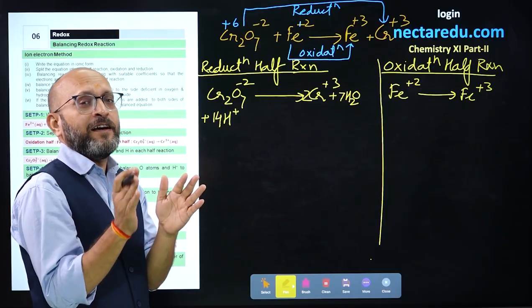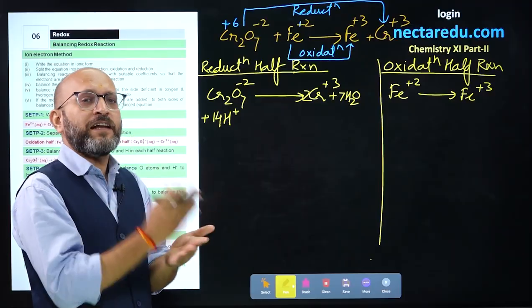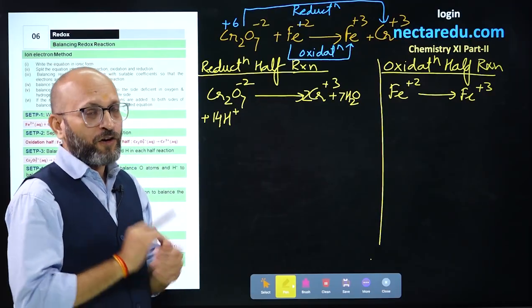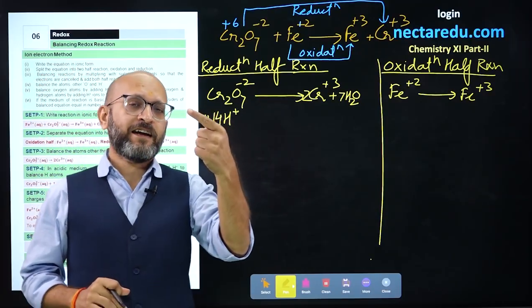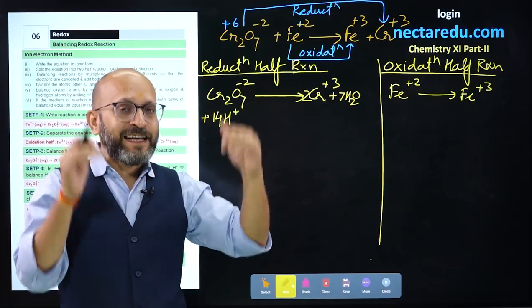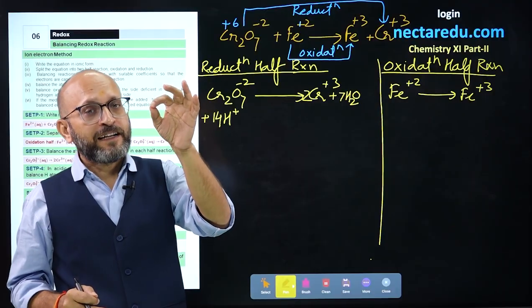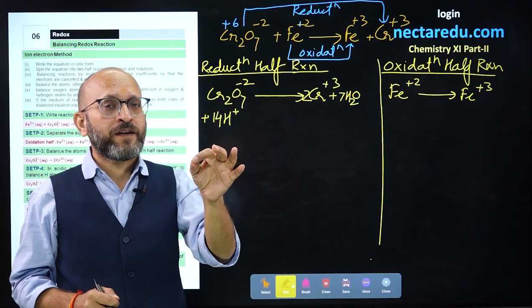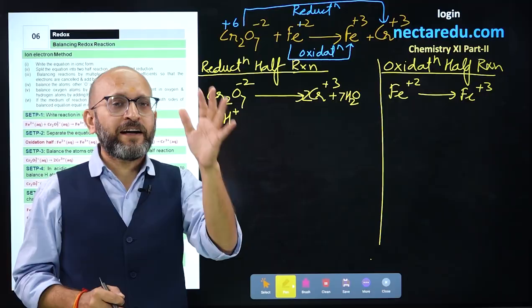Next point is firstly balance the atoms, next balance the charges. So what was the first step? Separate the oxidation half reaction and reduction half reaction. Next balance atoms other than oxygen and hydrogen. Next balance oxygen by adding water.